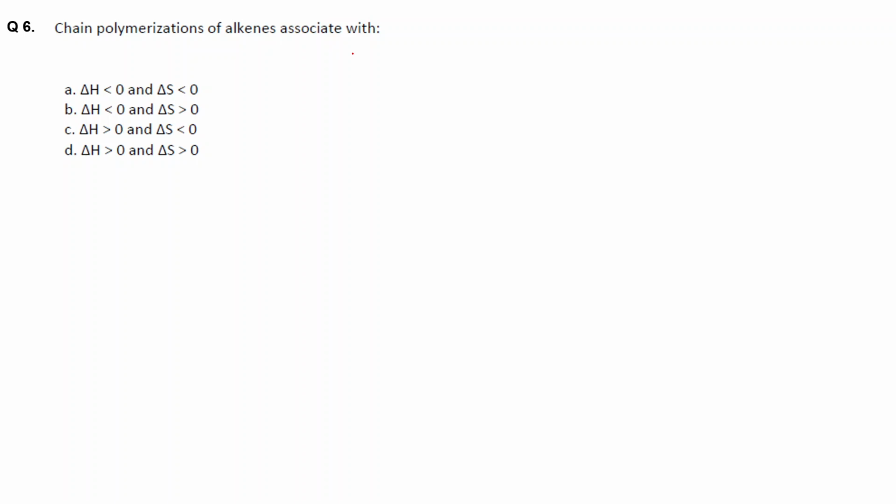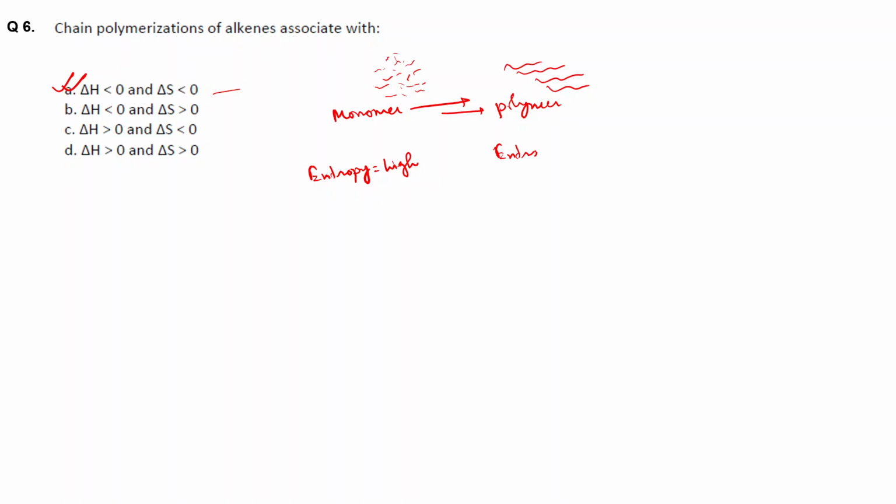Yeah, the answer is option A. Okay, so let me tell you why. When the monomers are getting polymerized, the entropy is high, and so many molecules are there, right? These molecules are getting attached to one another through various reactions and forming this polymeric chain, right? So here the entropy is low. So if you find del S, del S is negative, right?